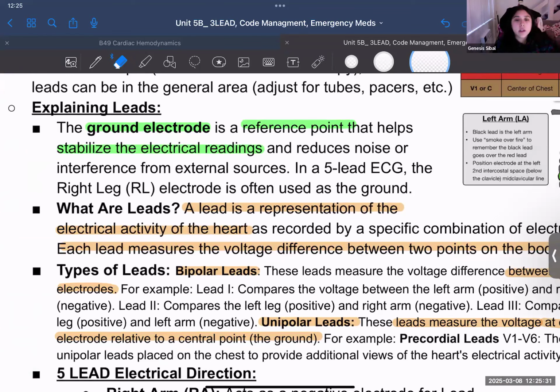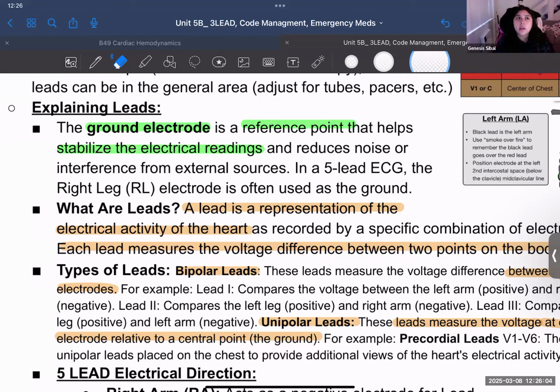So for ground electrodes, what is a ground electrode? That is your reference point to stabilize all of these readings. It reduces the noise interference from external sources. When it's saying ground electrode, it's basically the electrode that's grounding everybody. All of the different leads are going to be doing different things, and there are still other external sources in our environment that can interfere with the readings that the EKG is trying to pick up.